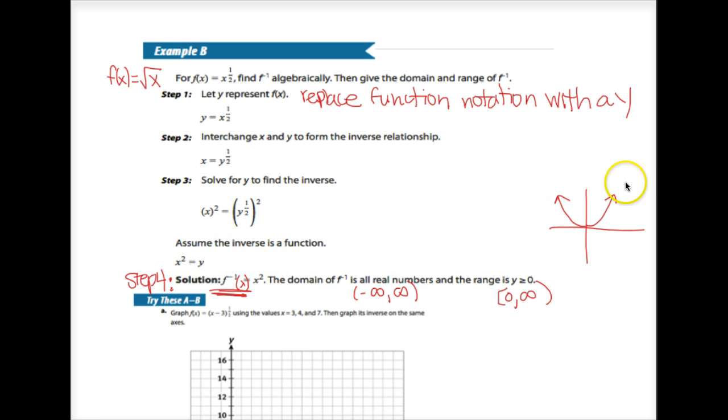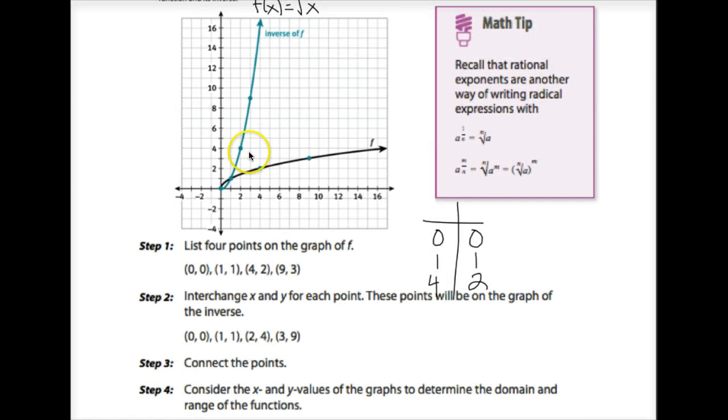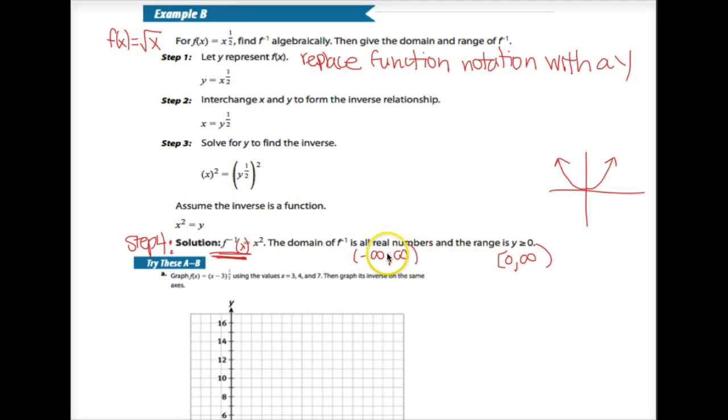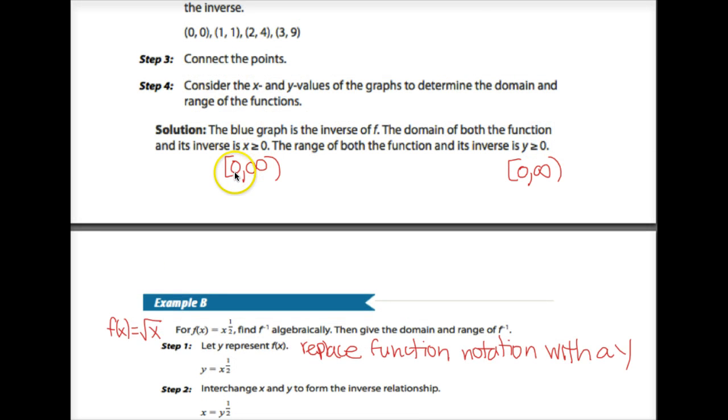The really important thing to notice here is that when we took the same function, f of x equals x to the 1/2, and found the inverse by simply switching the x and y, and when we found the inverse algebraically, we got different domains. Here, we got domain as all real numbers, and when we plotted, we got domain is all real numbers greater than or equal to 0.